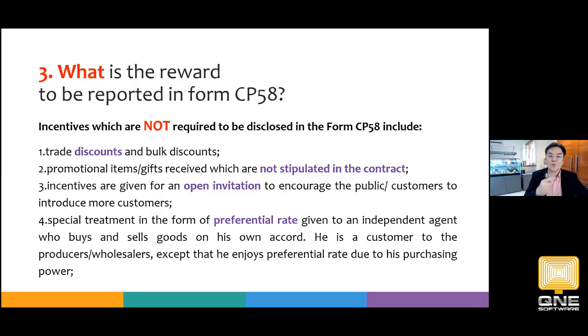Incentives which are not required to be disclosed include the trade discount on the open invitation that encourages customers to introduce more customers. When I say open invitation, it's not in the contract as well. Then number 4, special treatment in the form of preferential rate to an independent agent. This preferential rate is actually a reduced pricing, or a reduced bulk discount, given because of the transaction. So these are some of those things that are not to be included in CP58.